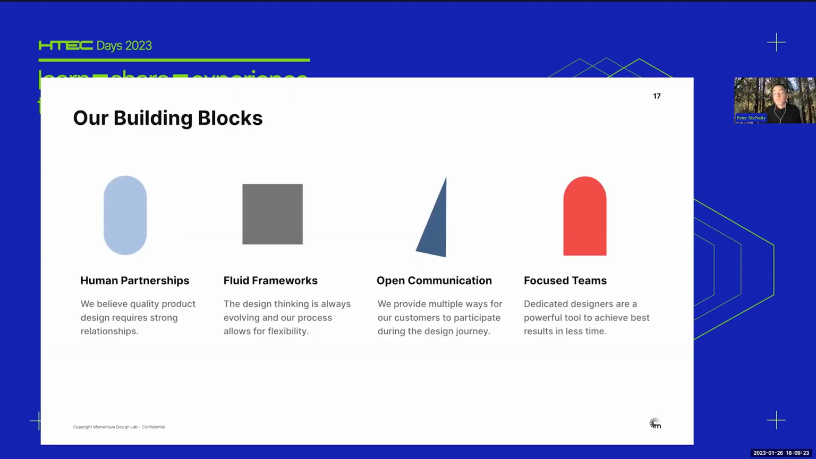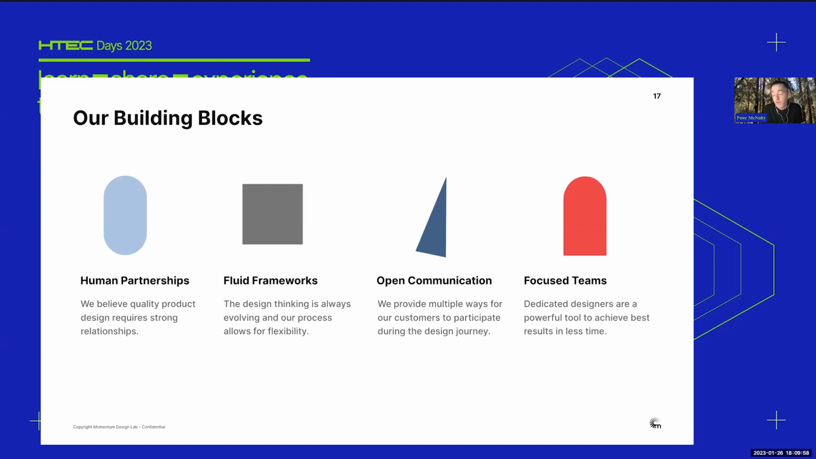Our building blocks. We've been successful, and these are the critical four things that we apply to all of our solutioning, no matter what type of project. Human relationships or partnerships, it's really about the connection at the human level to really think through and work as a team. Fluid frameworks. Obviously, design is always changing. The thinking evolves, and we have frameworks that we use that are flexible.